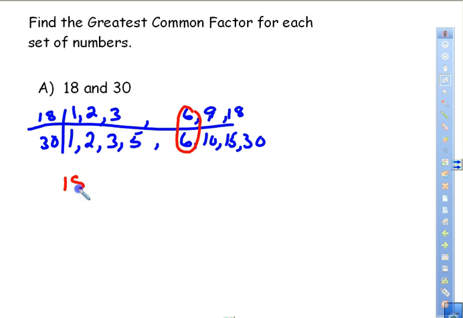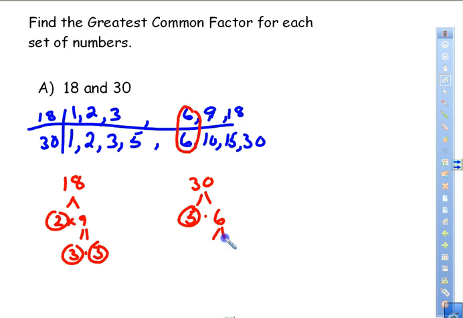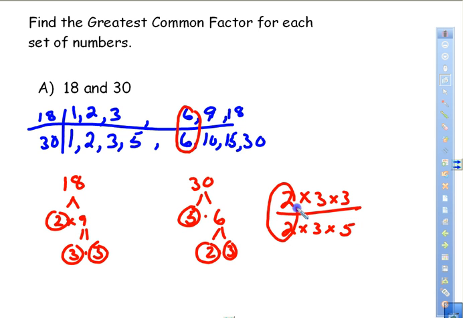Okay? Now, if I would do my prime factorization, I would have 2 times 9. 2 is prime. And then 3 times 3. And those 3's are prime. For 30, you can use any of them. Again, for the prime factorization, I'm going to use 5 times 6, and then 2 times 3. And now I list them, and I get 2 times 3 times 3. And then I have 2 times 3 times 5. What's common? The 2's and the 3's. 2 times 3 equals 6. Either way works perfectly fine.